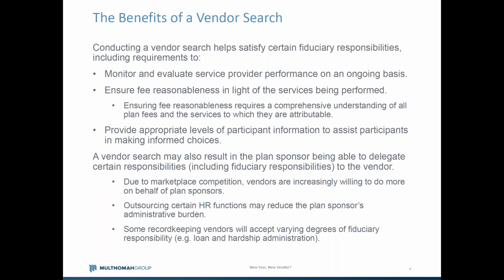I think there's a number of fiduciary benefits to conducting a vendor search with some regularity. I think there's also other operational benefits to plan sponsors that at times can be as impactful or maybe even more impactful than the fiduciary responsibilities. Areas where we see improvements for plan operations include the ability to delegate or outsource certain administrative responsibilities that have maybe been handled internally, making you more efficient, and also the ability to outsource some fiduciary responsibility. We'll talk a little bit about the outsourcing aspect of what can be achieved with vendor searches as we go through some of the case studies later on.